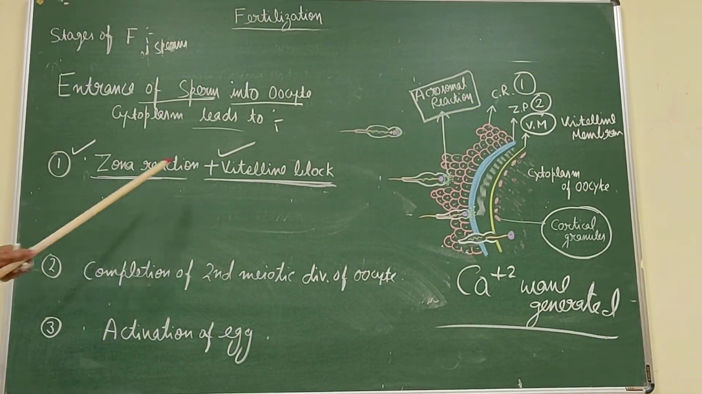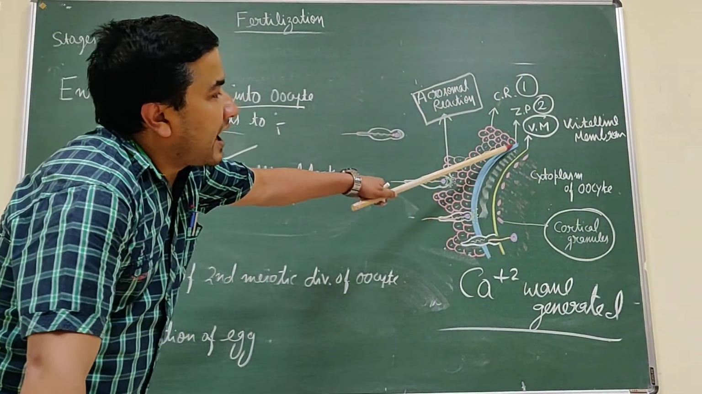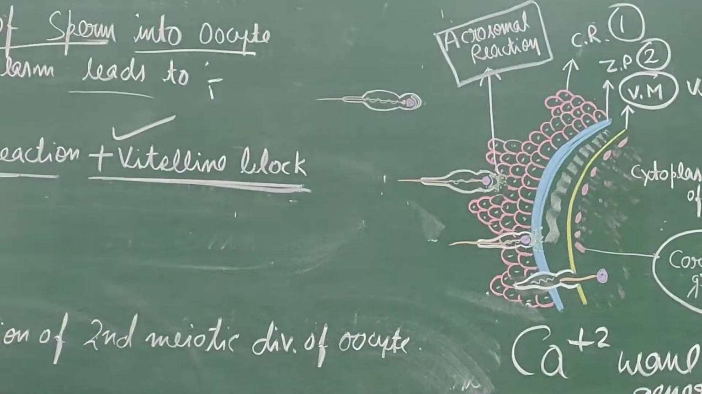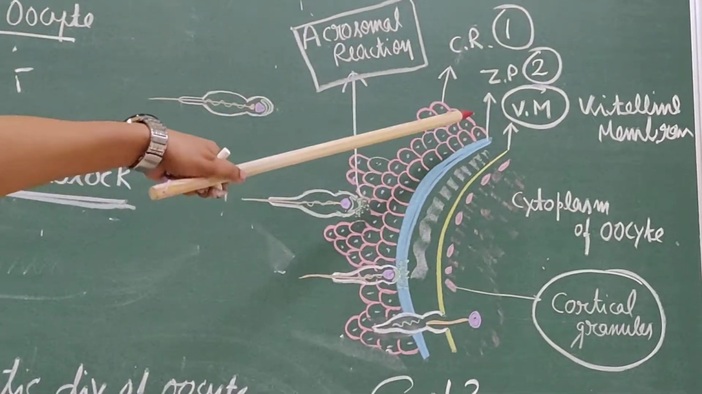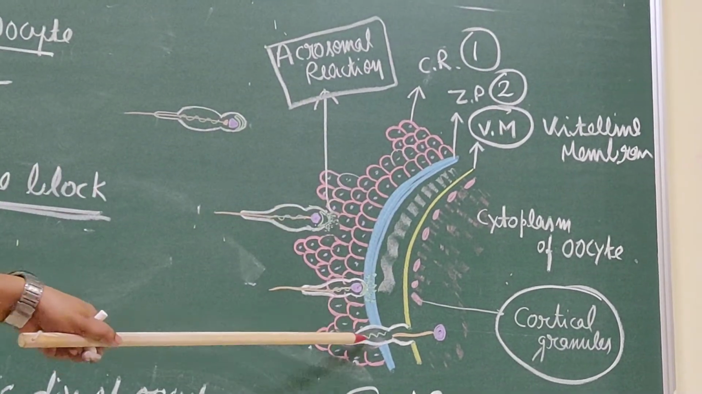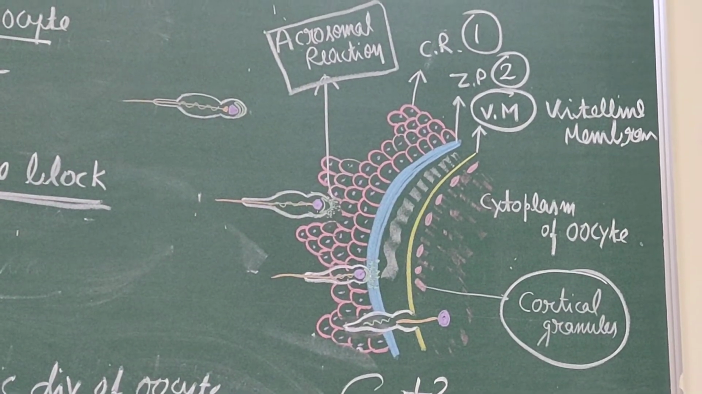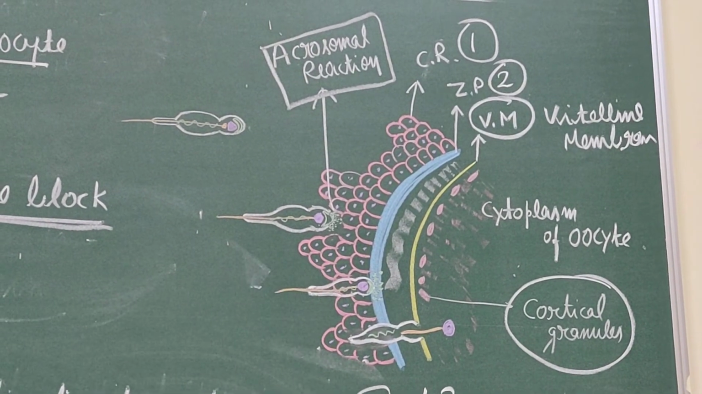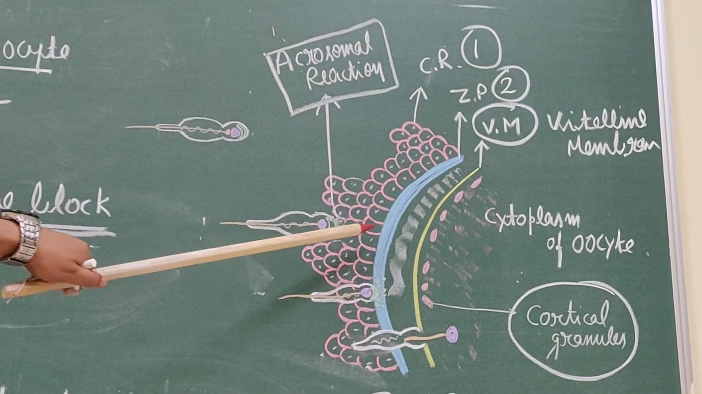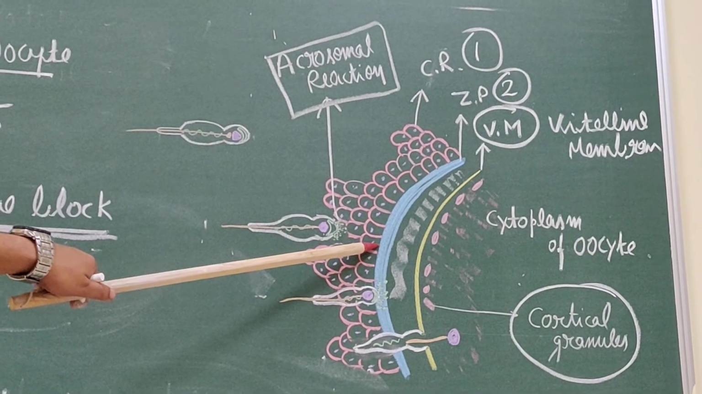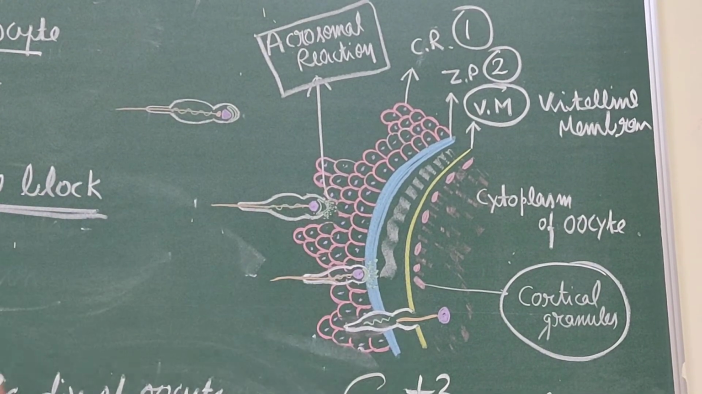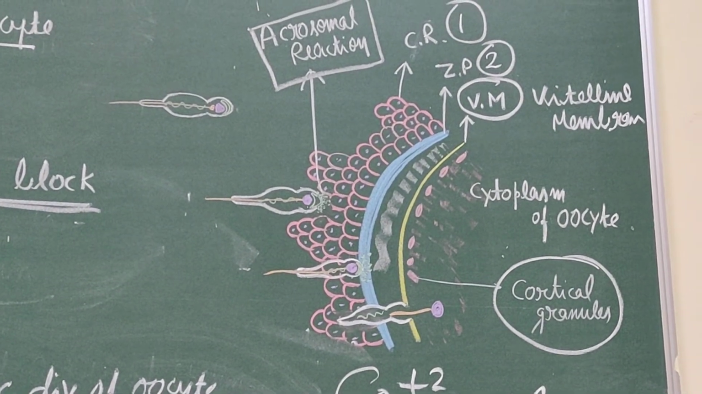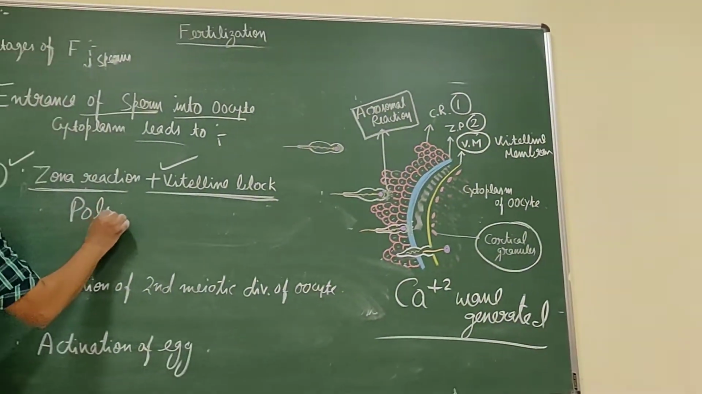Zona reaction: again, a change in the properties after its penetration. There is a change in the properties of the zona pellucida, as a result of which it does not permit entry of more than one sperm into the cytoplasm. That is known as polyspermy.